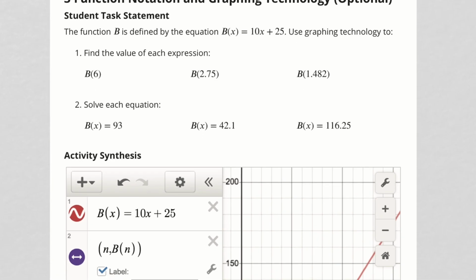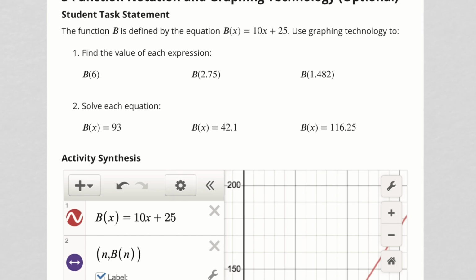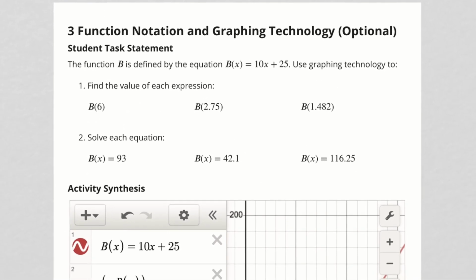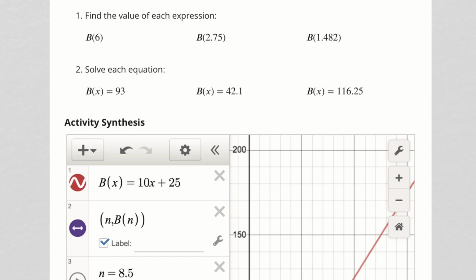We can see here that this looks a little different than what you see on your page, right? So this is going to be 5.3. This is function notation and graphing technology. Notice on mine that it does say optional, but I want to show it to you. And I want you to be able to do this on your own. So what I want you to do is get out your Chromebooks. If you're in my class, get out your Chromebooks right now. And I'm going to open a tab for you. If you're not here in class, here's the web address for this.